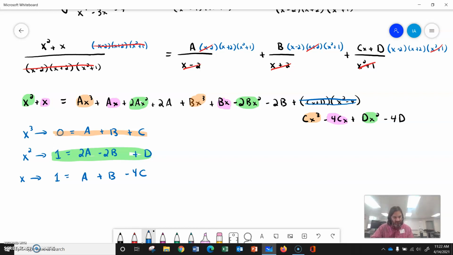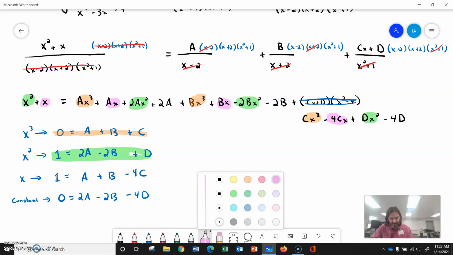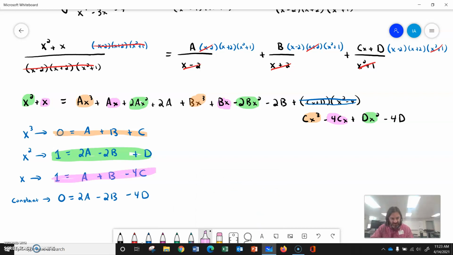Okay, and then for the constant, we have 0 on the left. And what do we have? We have 2a minus 2b minus 4d.